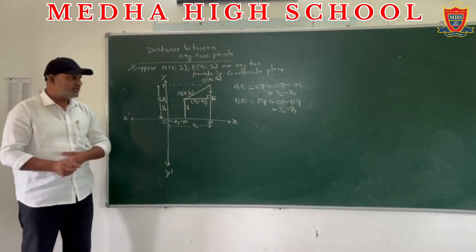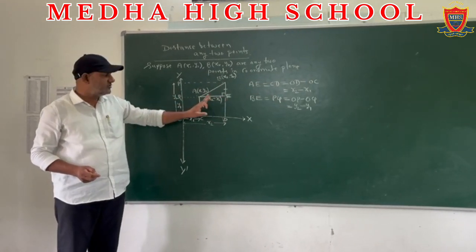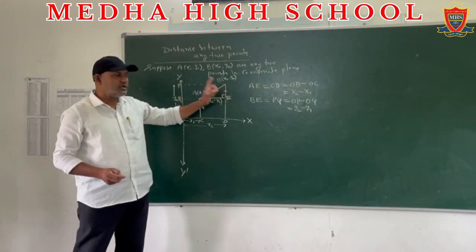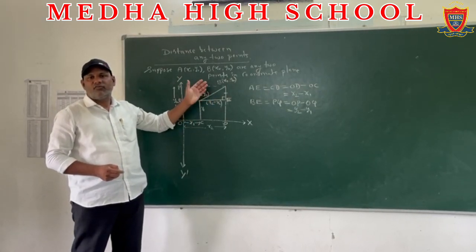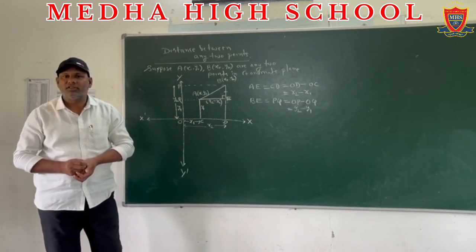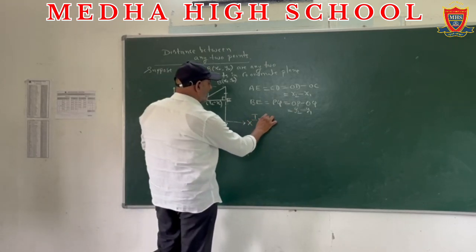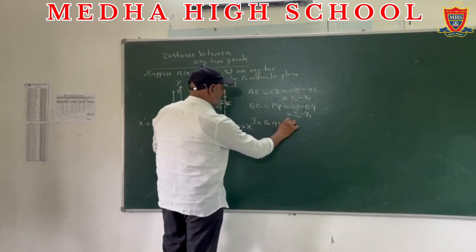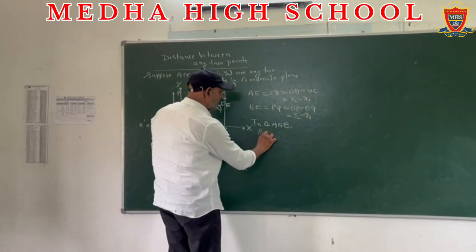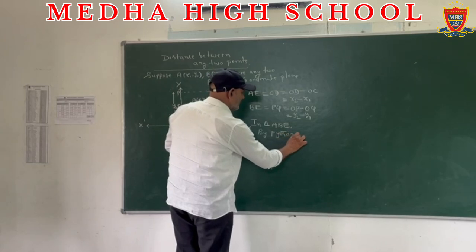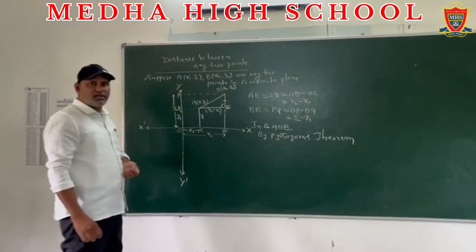So we are clearly observing that in right angle triangle ABE we have two sides, one is AE and one more is BE. If we know any two sides in a right angle triangle, we can find the third side by using the Pythagoras theorem. So in triangle ABE, by Pythagoras theorem.